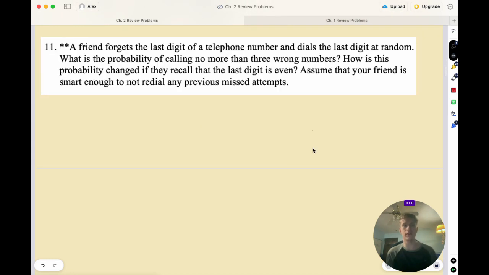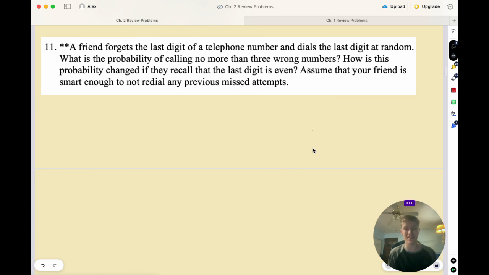All right, so number 11 says that a friend forgets the last digit of a telephone number and dials the last digit at random. What is the probability of calling no more than 3 wrong numbers? And how is this probability changed if they recall the last digit is even? Now, this is the important part. Assume that your friend is smart enough to not redial any previously missed attempts.